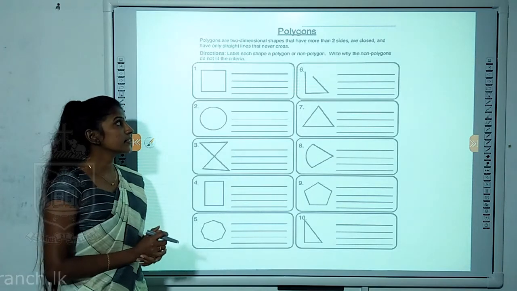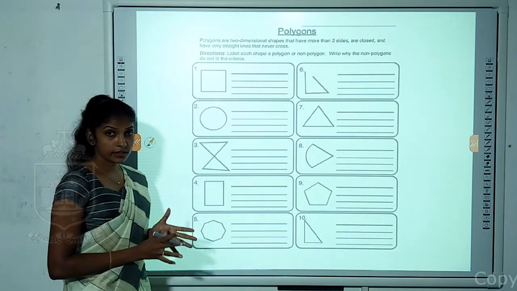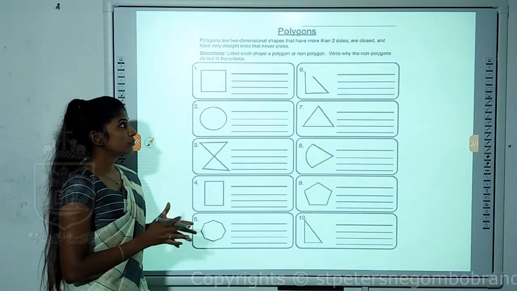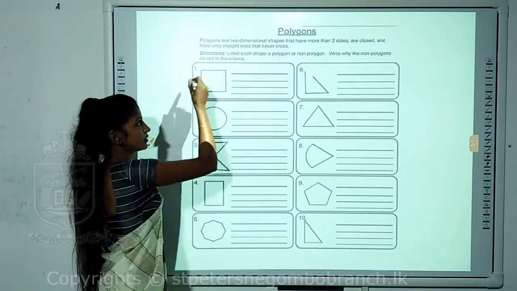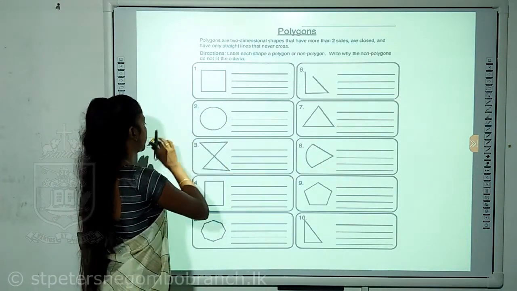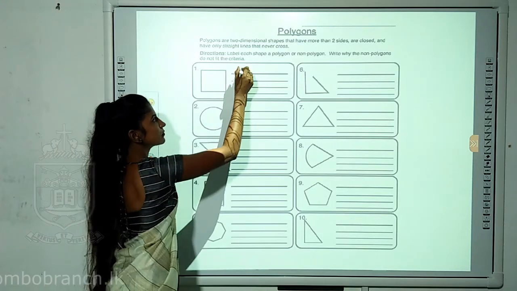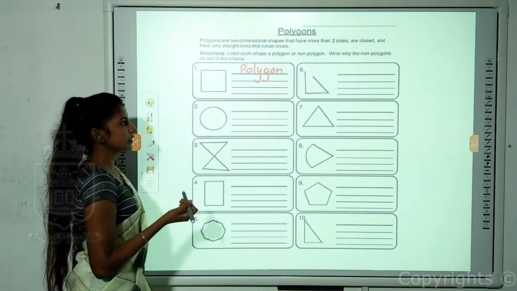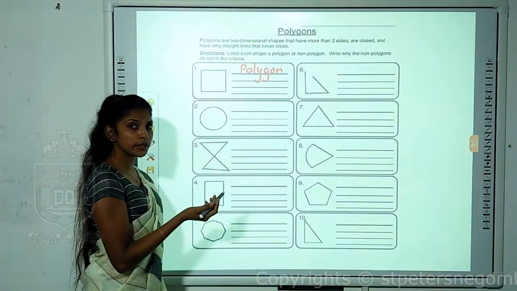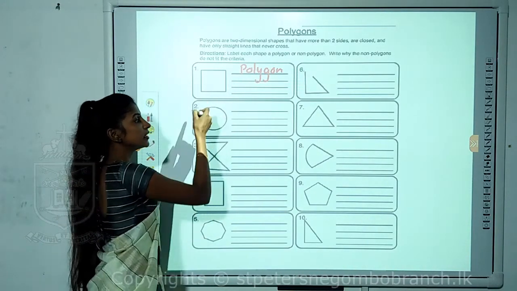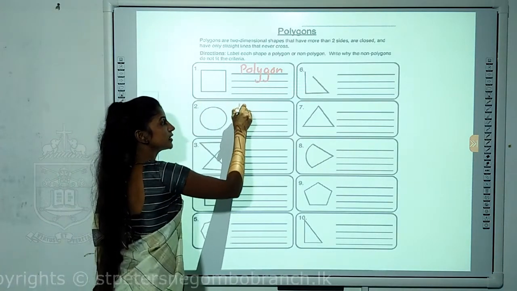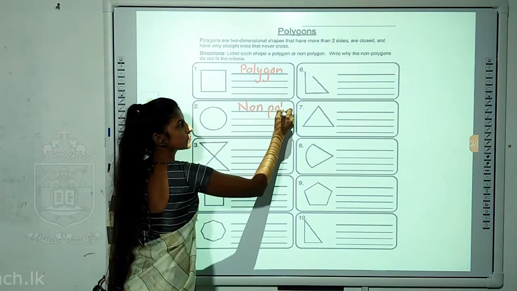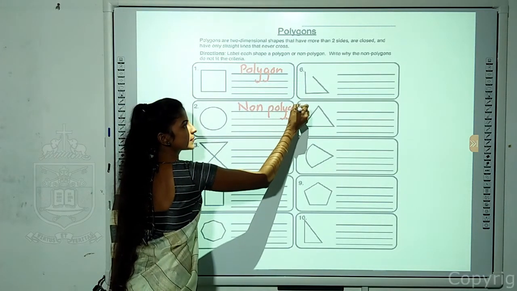So the first figure, you all can see it is a polygon. Why? It is closed, at the same time all are straight lines, and it is a two-dimensional figure. So it's a closed one, so it's a polygon. Second figure, it's a circle. Can we consider it as a polygon? No. Why? It has a curved edge, so we can't consider it as a polygon. So the answer is a non-polygon.